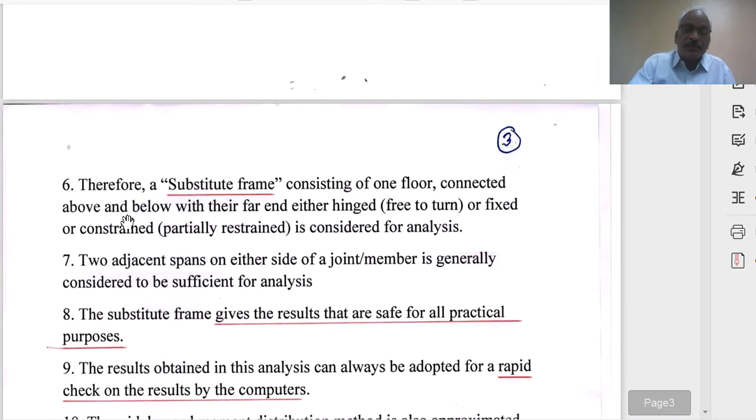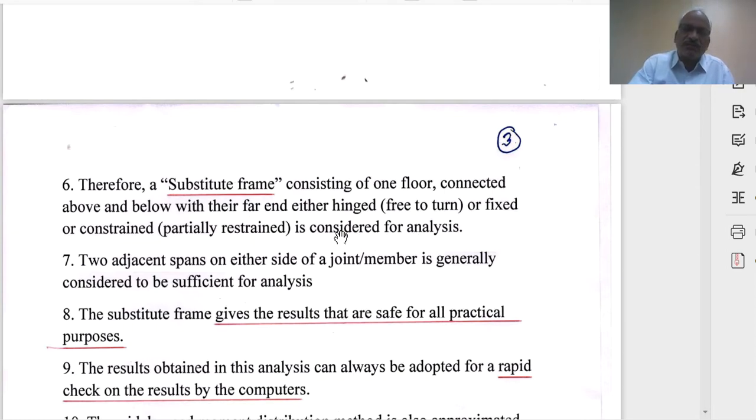Then, therefore, a substitute frame. Now this is the definition for substitute frame: a substitute frame consisting of one floor connected above and below with their far ends hinged. So depending upon the end condition, it can be hinged, or it can be fixed, or it can be partially restrained. That is considered for the analysis.